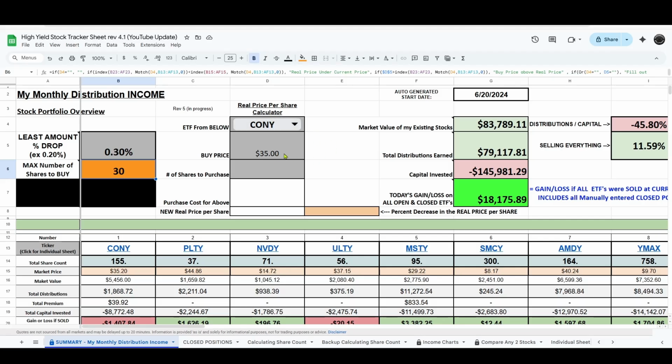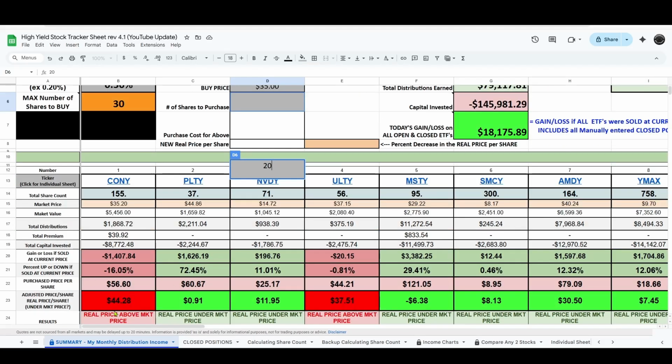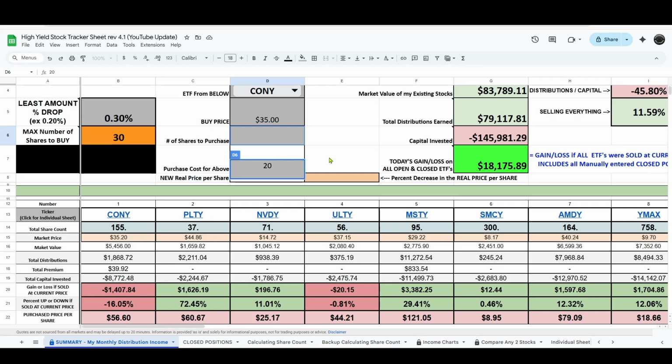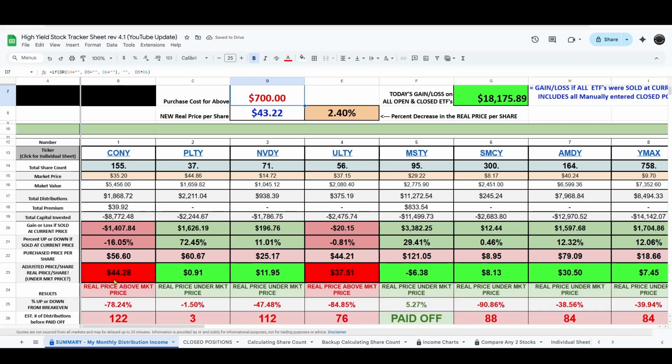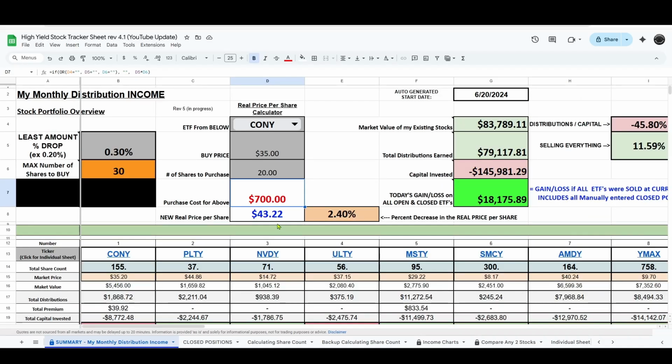So I've got CONY. I bought those shares at $35 each, and I purchased 20 shares. At 20 shares at $35 each, and my real price per share was $44.28, it's going to recalculate in this calculator and tell me what that new real price per share will be. That's going to change it to $43.22 from $44.28. So I'm getting about a $1 drop on that, right? Not too shabby. That's about a 2.4% decrease in that real price per share.